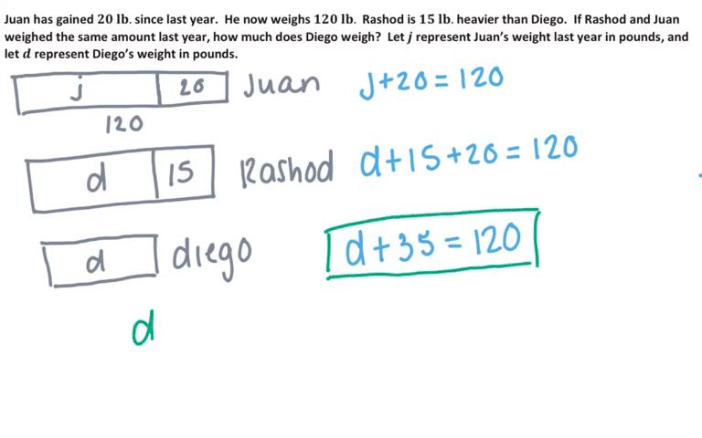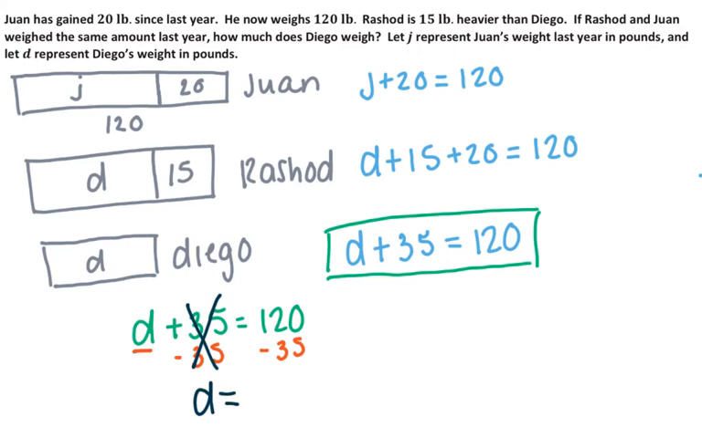So now we're going to use our last equation that we came up with to find Diego's weight. So we're going to have D plus 35 is equal to 120. And when we're solving algebraic equations, we want to get the variable by itself. So we want to get D all by itself. So what we're going to do is subtract 35 from both sides. And by doing this, this is going to cancel out the 35s over here. So we're going to be left with D, which is what we want. And we can see that D is going to be equal to 85. So we can say that Diego's weight is 85 pounds.